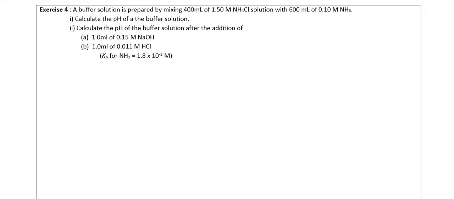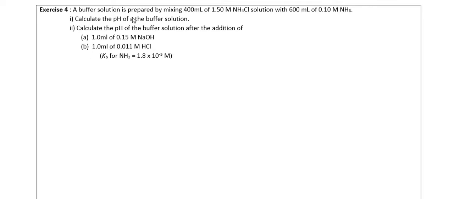Okay, we go to exercise 4. This time I want to show you how to calculate pH of buffer solution when you add a small amount of strong acid or strong base. So the way of calculation is slightly different from the previous, but you still use Henderson-Hasselbalch equation. Alright, look at the question. A buffer solution prepared by mixing 400 ml 1.5 molar ammonium chloride with 600 ml 0.1 molar ammonia. Calculate the pH of the buffer.